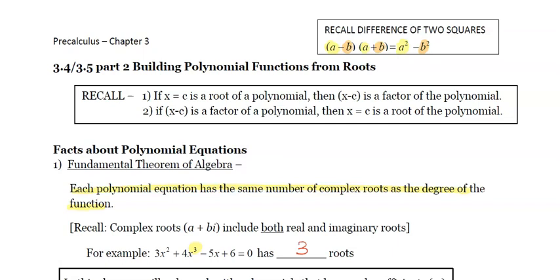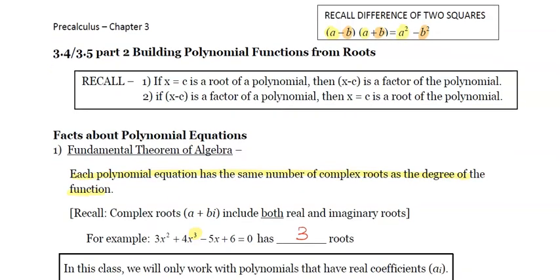Okay, facts about polynomial equations. Each polynomial equation has the same number of complex roots as the degree of the function. Complex roots are a combination of real and imaginary roots. When you look at a graph and you see it crosses the x-axis in 3 places, you are seeing the real roots. You may not be seeing some imaginary roots, which don't cross the x-axis. And they will always come in pairs, by the way. Let's go and look at this.